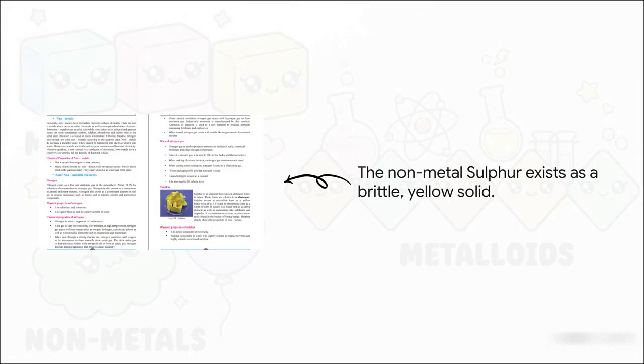And here's the perfect poster child for the non-metals, sulfur. It's this pale, crumbly yellow solid. Notice not shiny at all, and if you took a hammer to it, it wouldn't flatten out, it would just turn into a pile of dust. That is your classic non-metal.